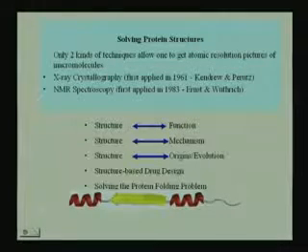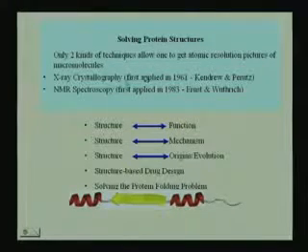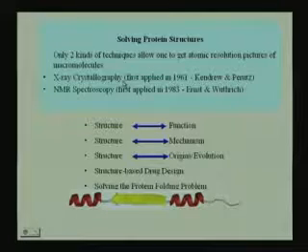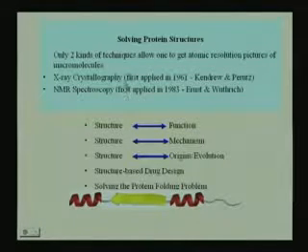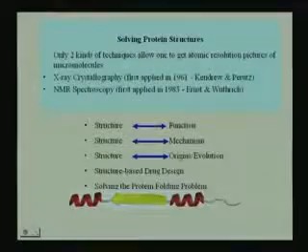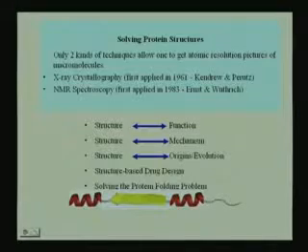Now, there are two techniques available. One is X-ray crystallography and the other is NMR spectroscopy. X-ray crystallography is by far the method that is still used to date to solve a protein structure, but NMR spectroscopy is catching up very fast.